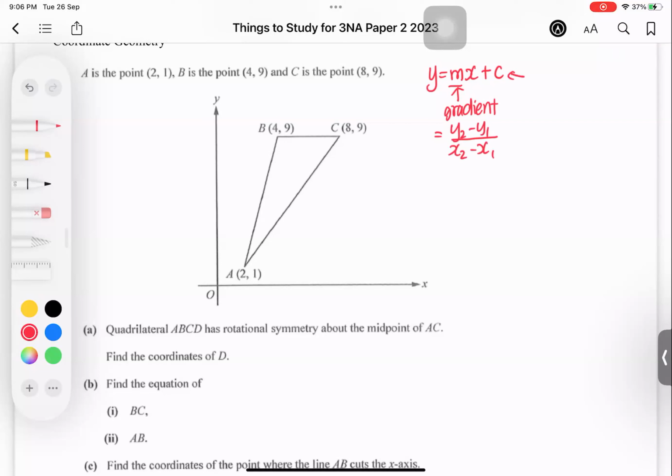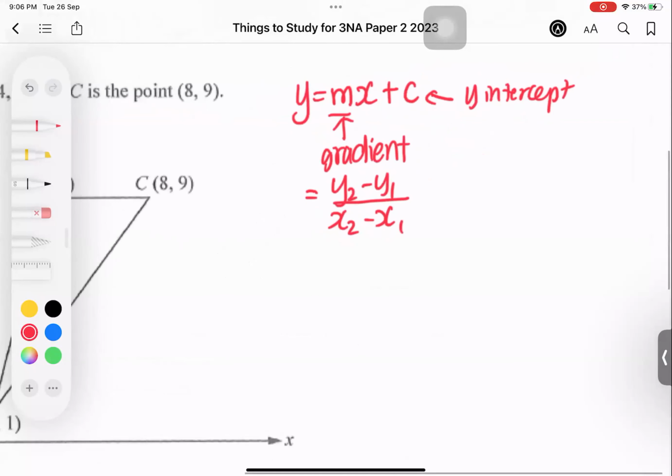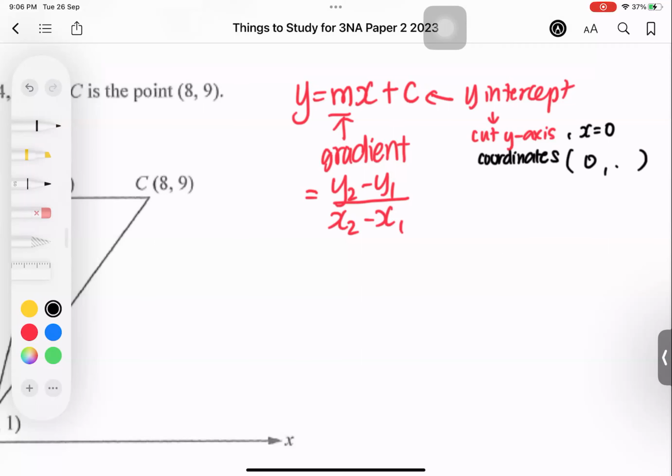Then next one over here, the y-intercept. Some basic coordinates information. Cut the y-intercept means cut the y-axis. When you cut the y-axis, x is equal to 0. If they ask for the coordinates of the y-intercept, then you write a bracket, x is 0, then find the y value. If they just want to find the y-intercept, it's just y equals a number.